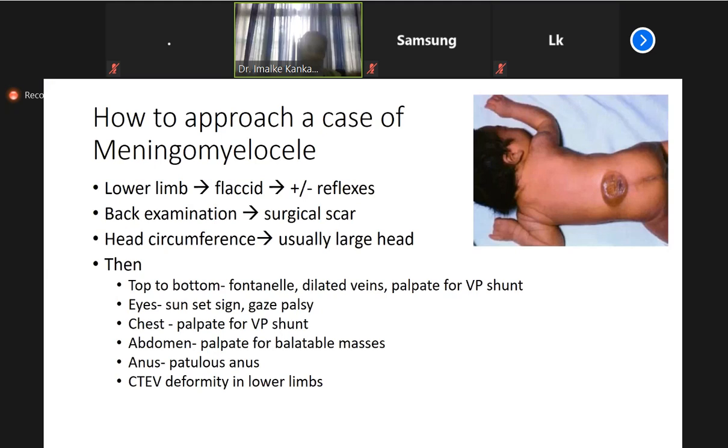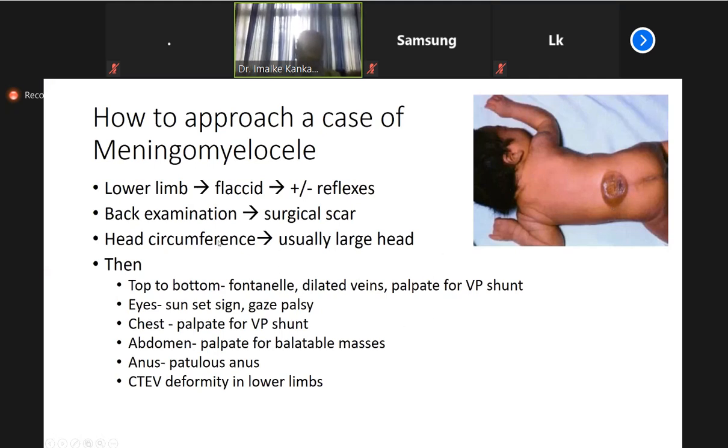Now this is the other most common case. When you examine, the lower limbs are flaccid. There may be reflexes or may not be. On back examination, you might not see these kind of lumps. All these children would have undergone the surgical correction.